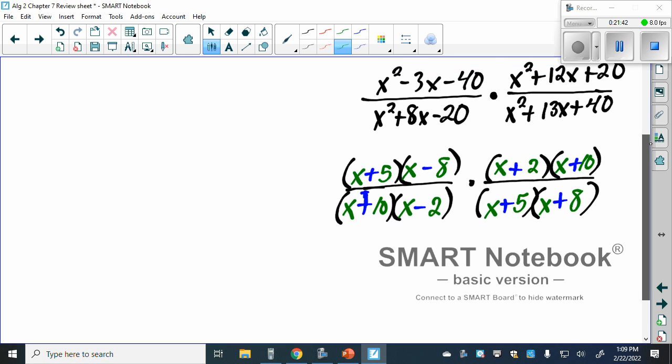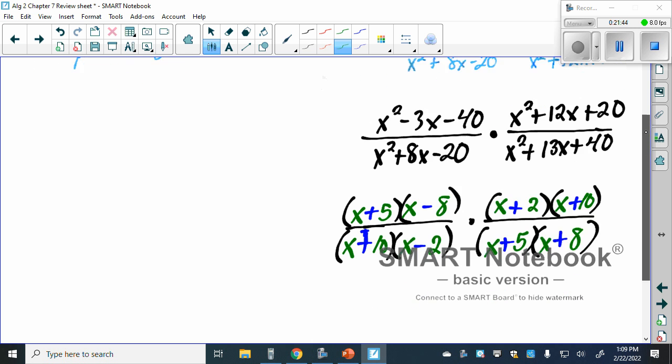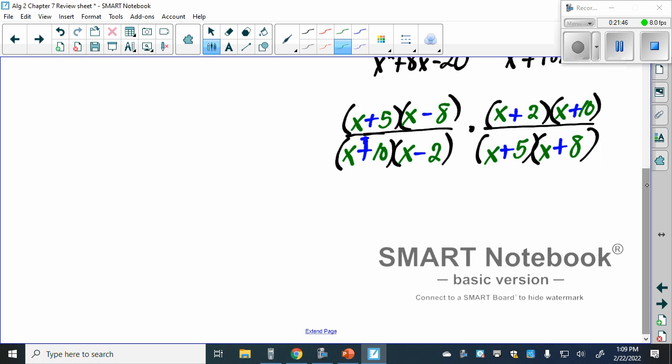Any questions on this here? Okay. Now when we multiply these together, really we're just putting all the numerators multiplied together in the same fraction. So rewriting them as that doesn't really change anything. We can go on and simplify at this point here.